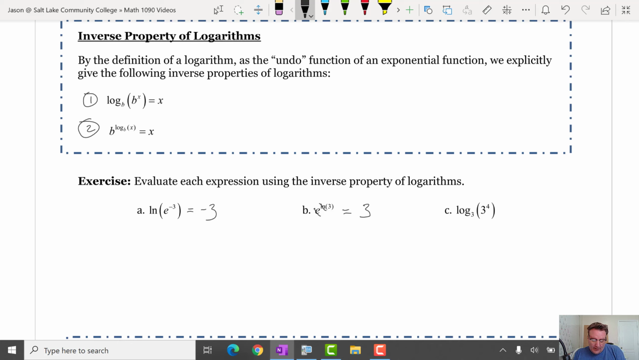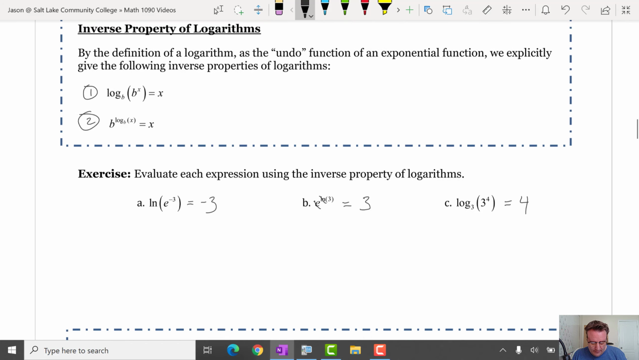Finally, this is an example of property 1. Log base 3 of 3 to the 4th power. This is equal to 4. Okay, so we'll use this frequently when solving exponential and logarithmic equations.